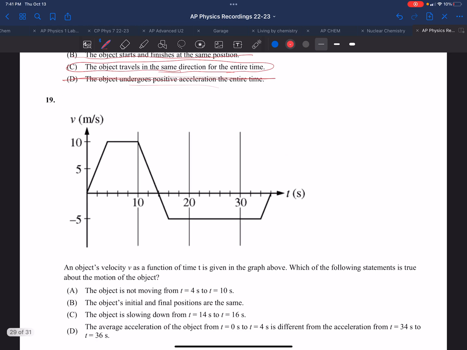Number 19, we do our OISERGA again. Here's our origin.